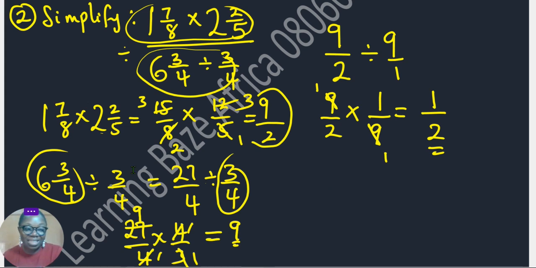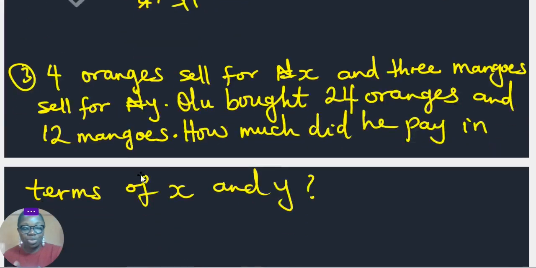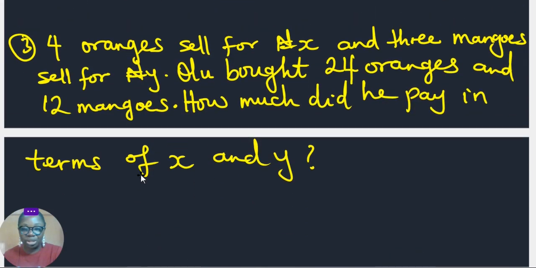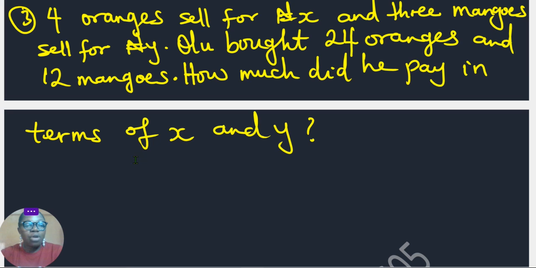I hope you learned. Now the next question that you may see in your examination. 4 oranges sell for X naira and 3 mangoes sell for Y naira. Olu bought 24 oranges and 12 mangoes. How much did he pay in terms of X and Y?